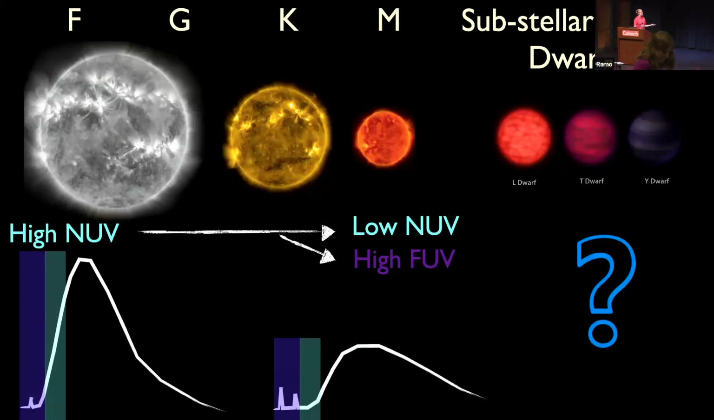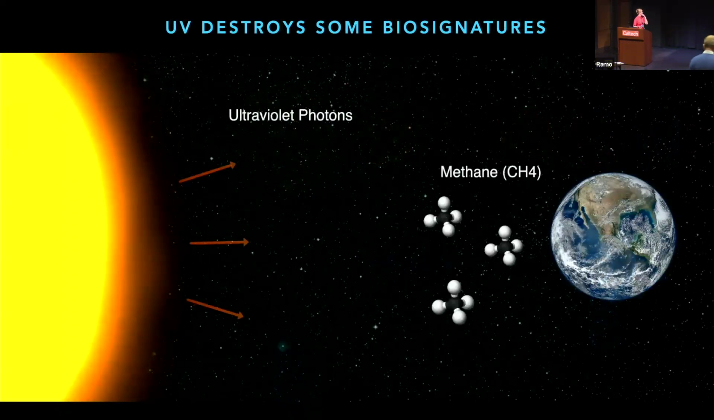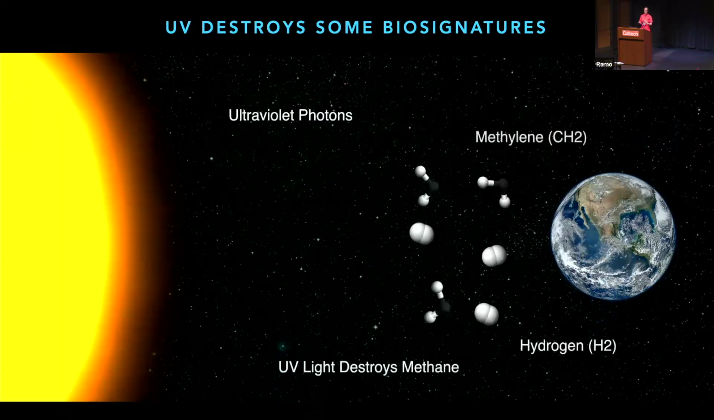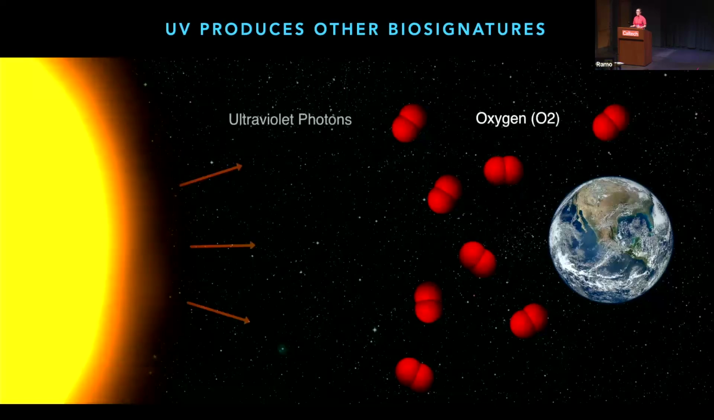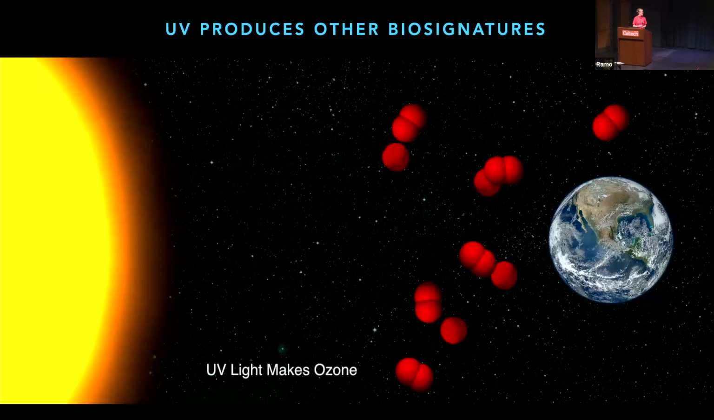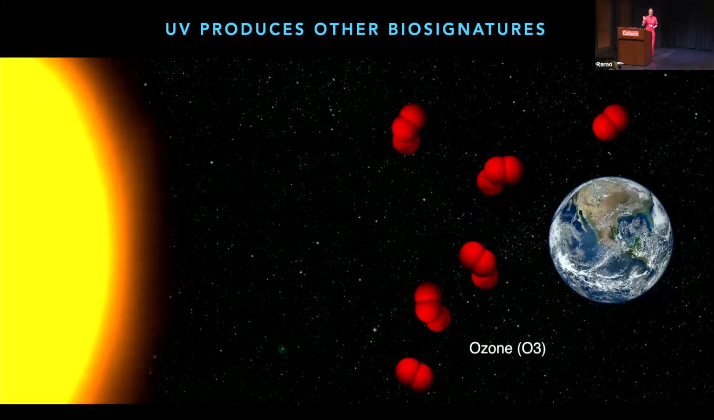And for substellar brown dwarfs, the UV is difficult, they're very dim, it's hard to detect. So there's uncertainties. But we really do care about UV. UV destroys molecules in the atmosphere, like methane, which is a biosignature, making it more difficult to detect. It produces other biosignatures, like creating ozone from oxygen.